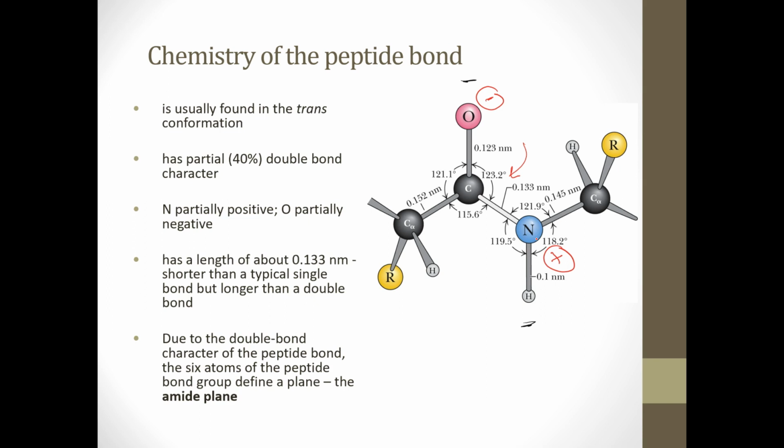What's really, really important about this is that because it has significant double bond character, this bond does not have free rotation. So I'm going to erase that so that everyone doesn't think that it has free rotation, because double bonds are rigid. And this creates a rigid system across the carbon-nitrogen bond, which means that everything attached to those carbon and nitrogen atoms is in a plane.